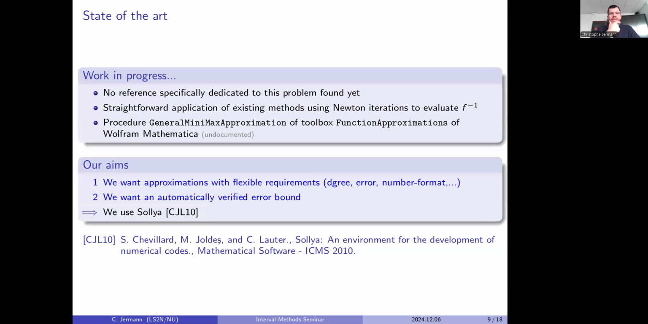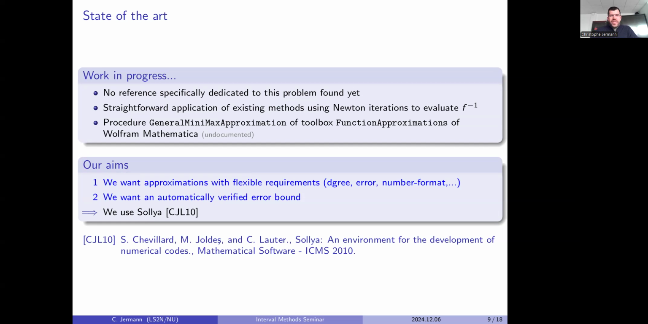Okay, so what's the state of the art with respect to this specific problem, computing the inverse of a function near an extremum? Well, in fact, we didn't find any specific reference dedicated to this problem. Of course, it can be addressed using straightforward methods, for instance Newton iterations to evaluate the inverse of the function. And we have found within the Mathematica software a function, but it is undocumented, that can perform such computation.